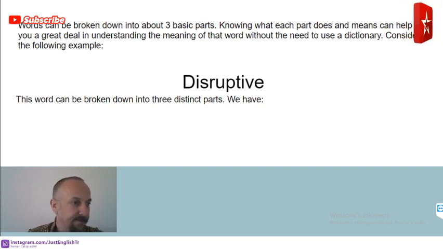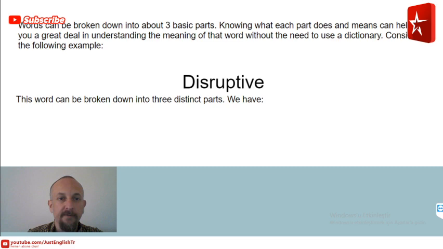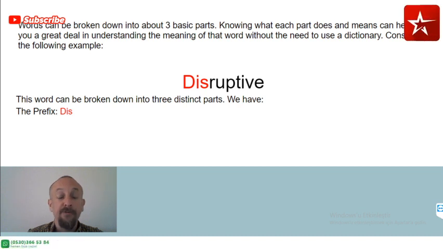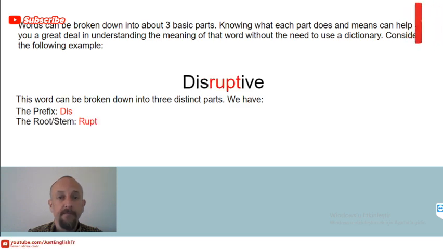Okay, well, we don't seem to have any answers at the moment, so we'll go through it by ourselves together. To begin with, we have what's called a prefix, and the prefix here is dis. We'll be putting that up on the board very shortly. Then we have the root or the stem, and in this case it's rupt. Again, we'll talk about roots or stems later on today. And then we have this suffix, ive.